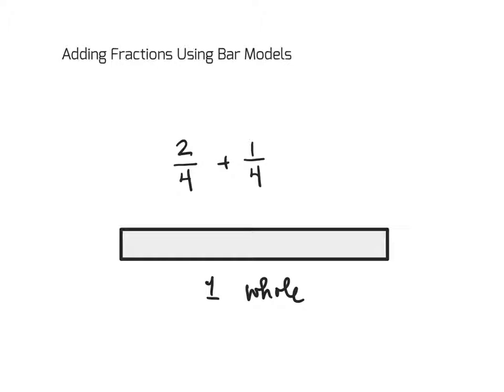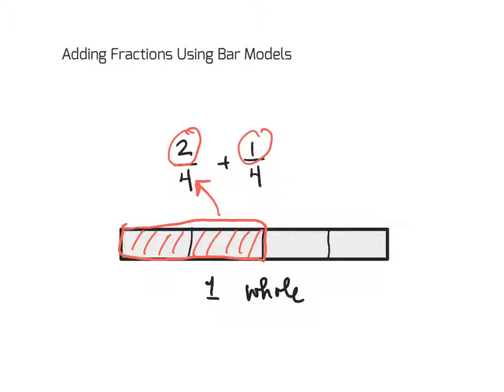So if I take a whole and I want to split it into fourths, so it's 4 pieces. So then I'm saying to myself, okay, I want to add 2 fourths and 1 fourth. So here's 2 fourths, right? This part right here represents this fraction, 2 fourths. And then this part right here represents 1 fourth. So when you look at the picture altogether, how many fourths do I have? I have 3 fourths.